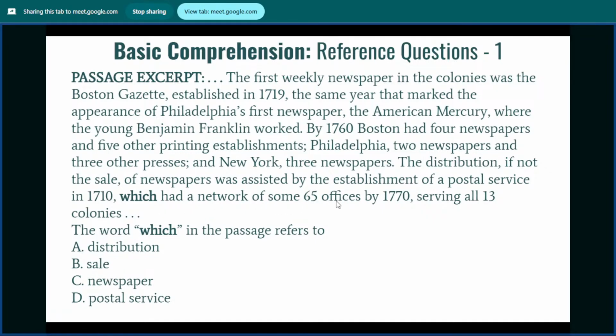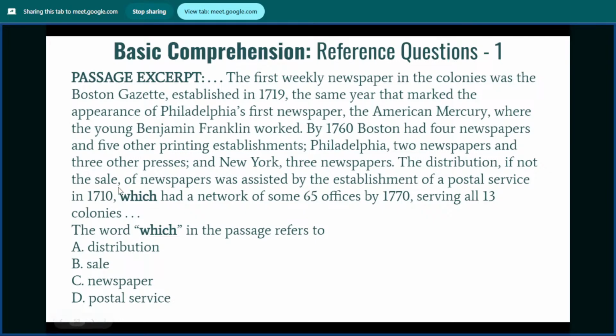Sale, which had a network of 65 offices. Again, sale cannot have an office, correct? Postal services. Exactly. Newspaper has agencies, it does not have offices. Services, correct? So that's how you try to gauge the meaning. Now this one was easier. Sometimes of course the pronouns will be difficult and even your sentences would be a bit difficult, so that's where we have to try to substitute the word if possible. So that's what we mean by antecedent.